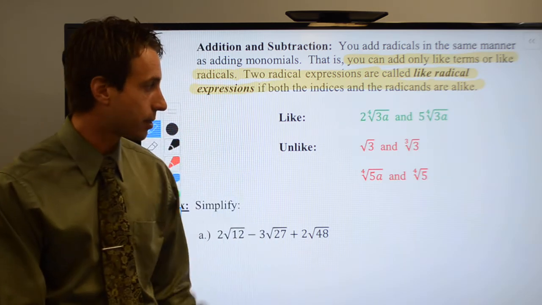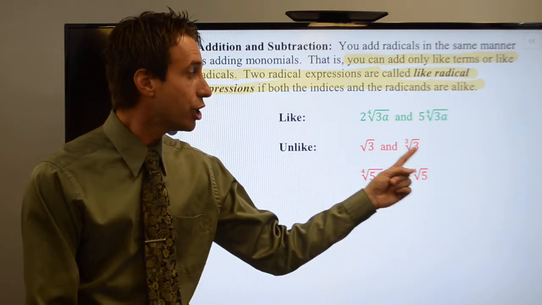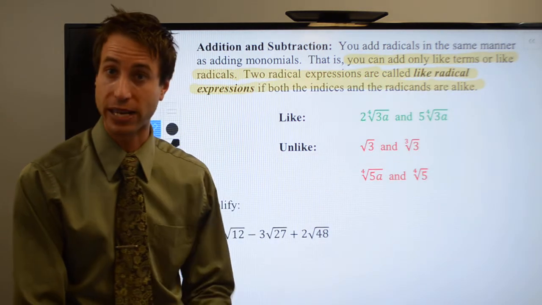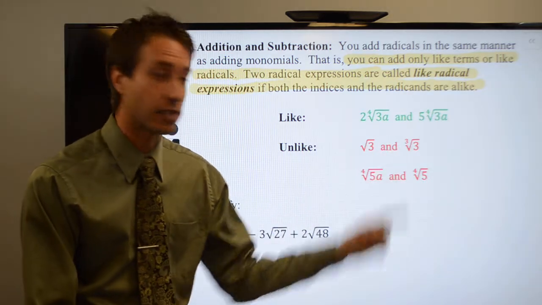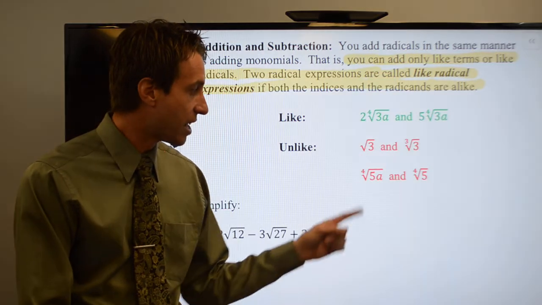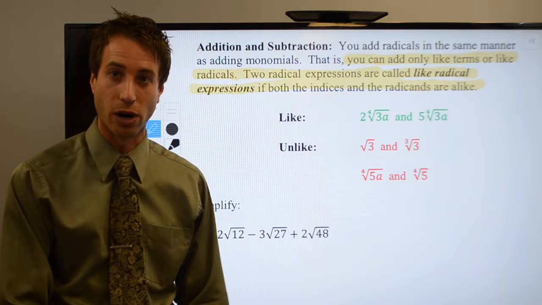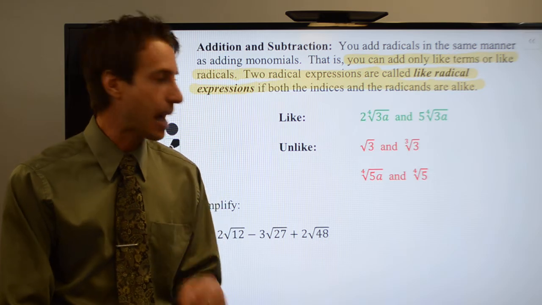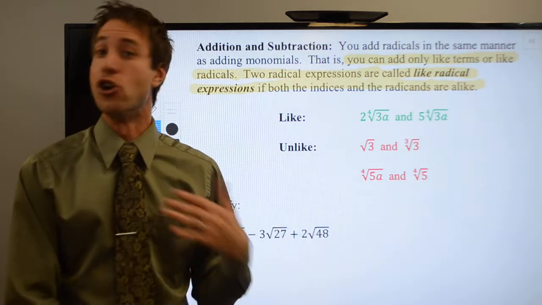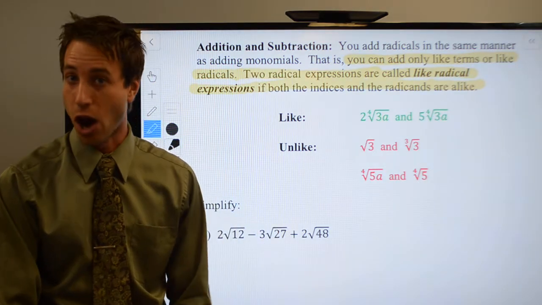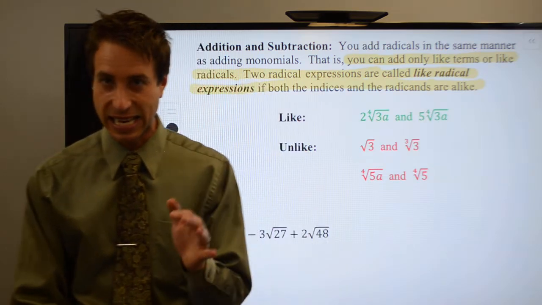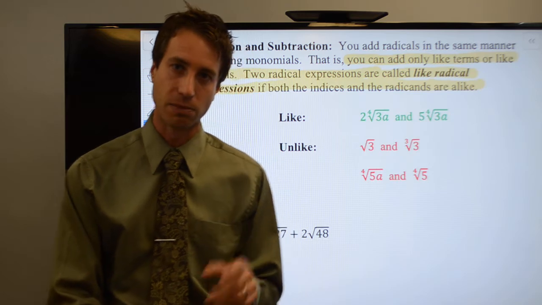A couple that are not. Square root of 3, cube root of 3. Yes, the radicands are the same, 3 and 3. Awesome. The indexes are not. No good. The next one. Index is 4, index is 4. Awesome, except radicand 5a, radicand of 5. Not the same, so these are not like terms. You could not add or subtract them. So two things: indexes must be the same, and the radicands must be the same.